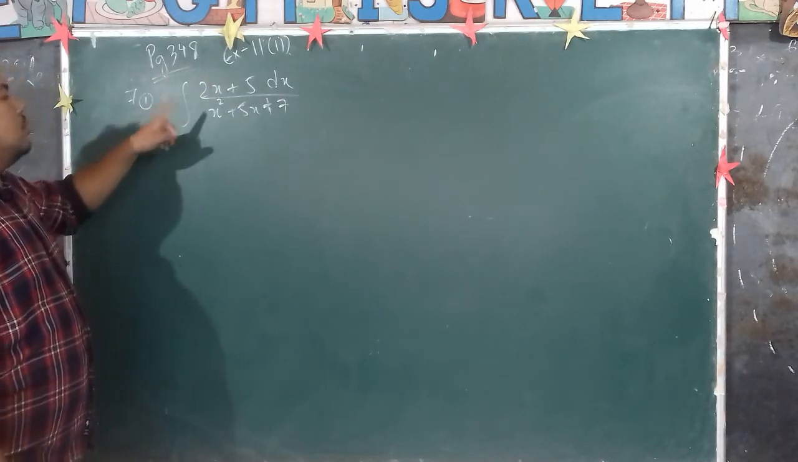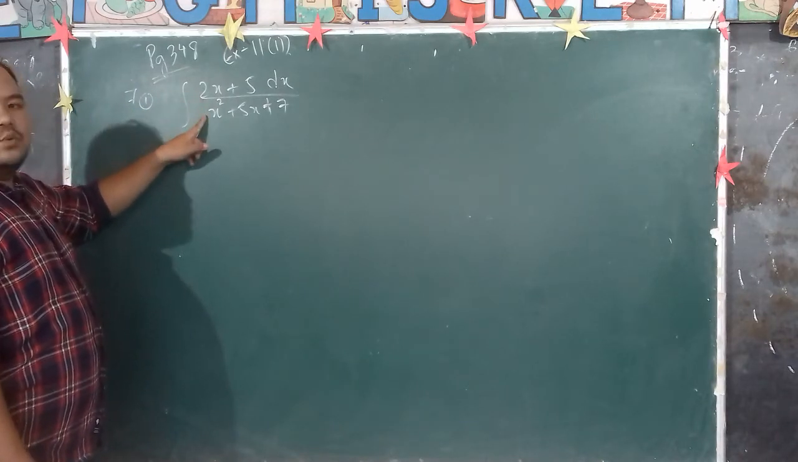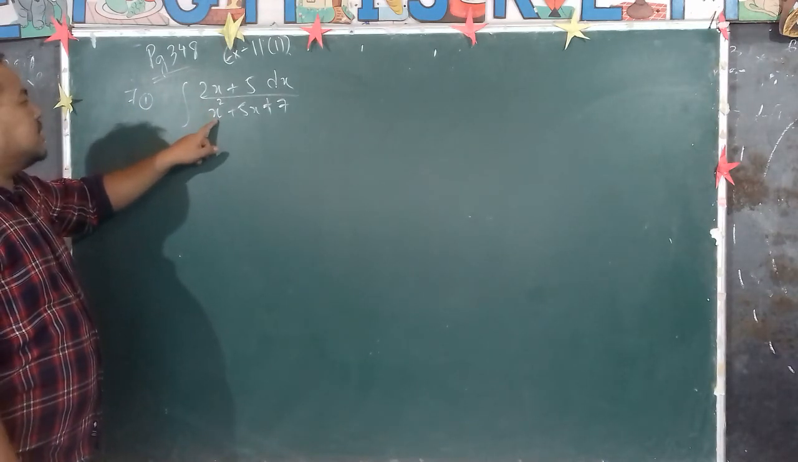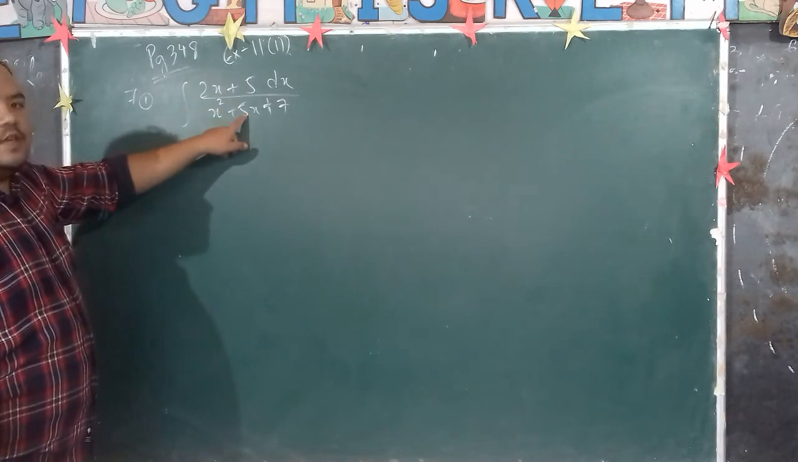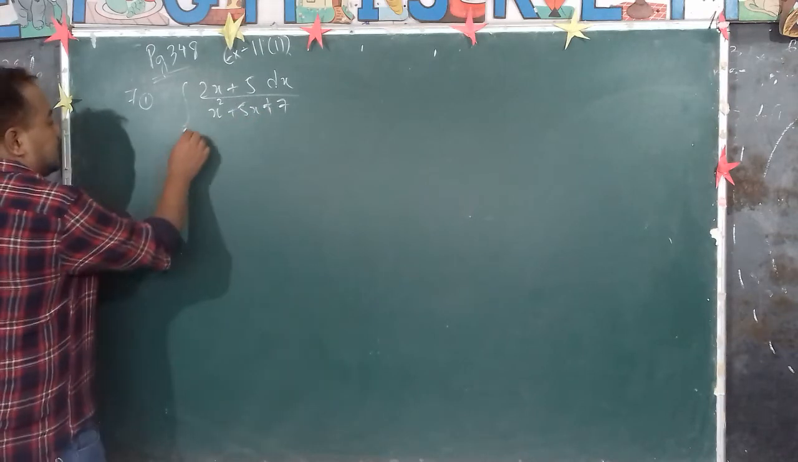So what is rule number 1? Whenever there are two terms, we differentiate the denominator first. Differentiate this and see whether you get the numerator or not. X square gives 2x and 5x gives 5. Yes, 7 is 0. So the assumption is correct. This is how you start.